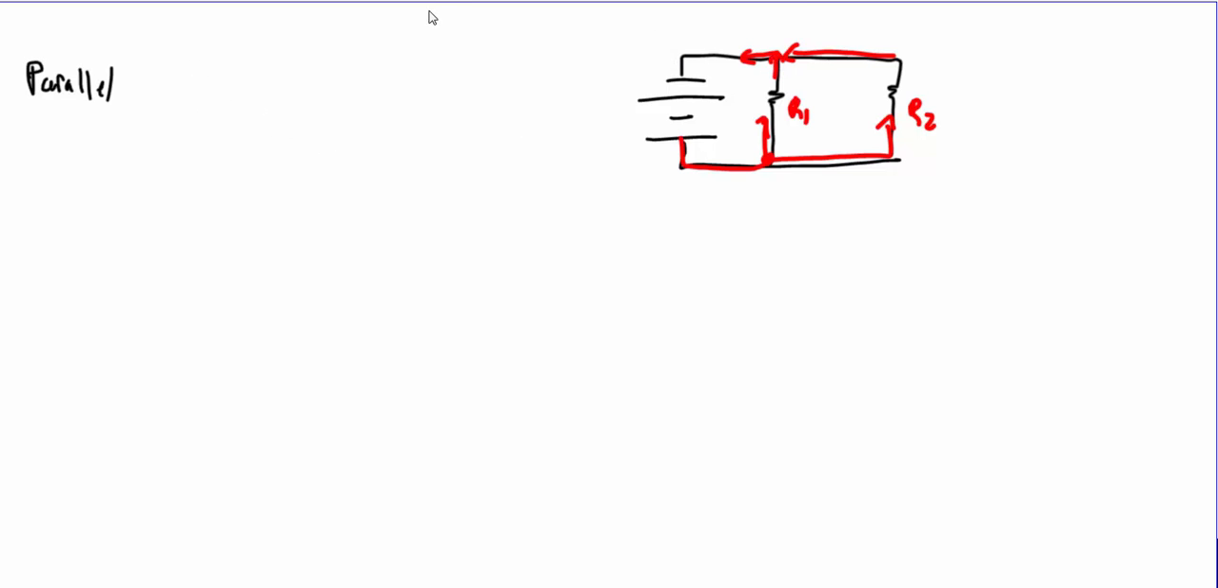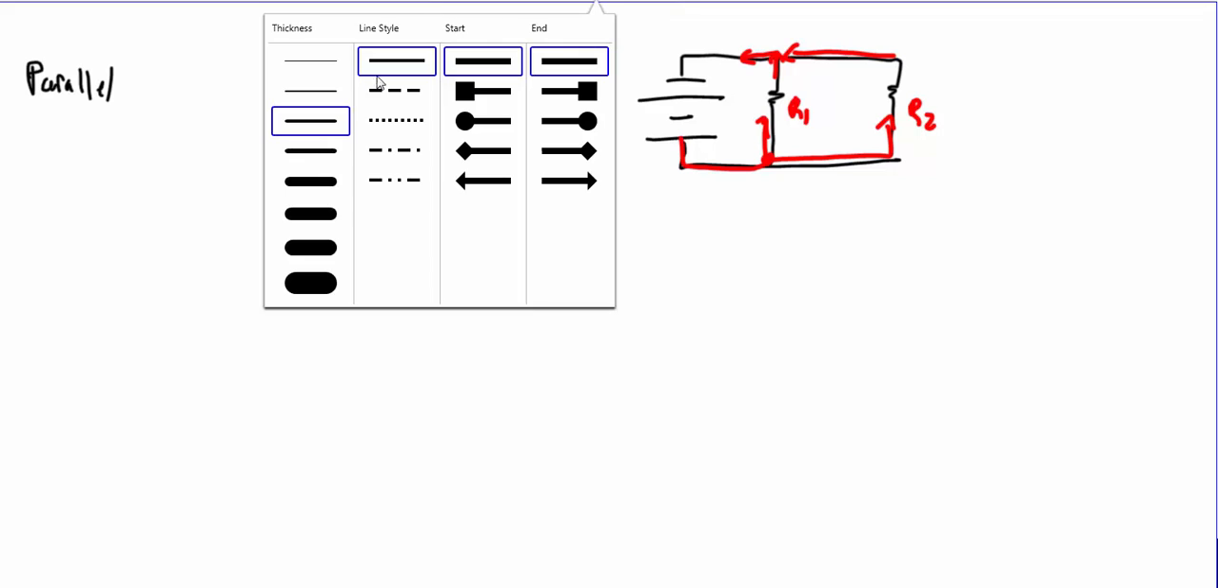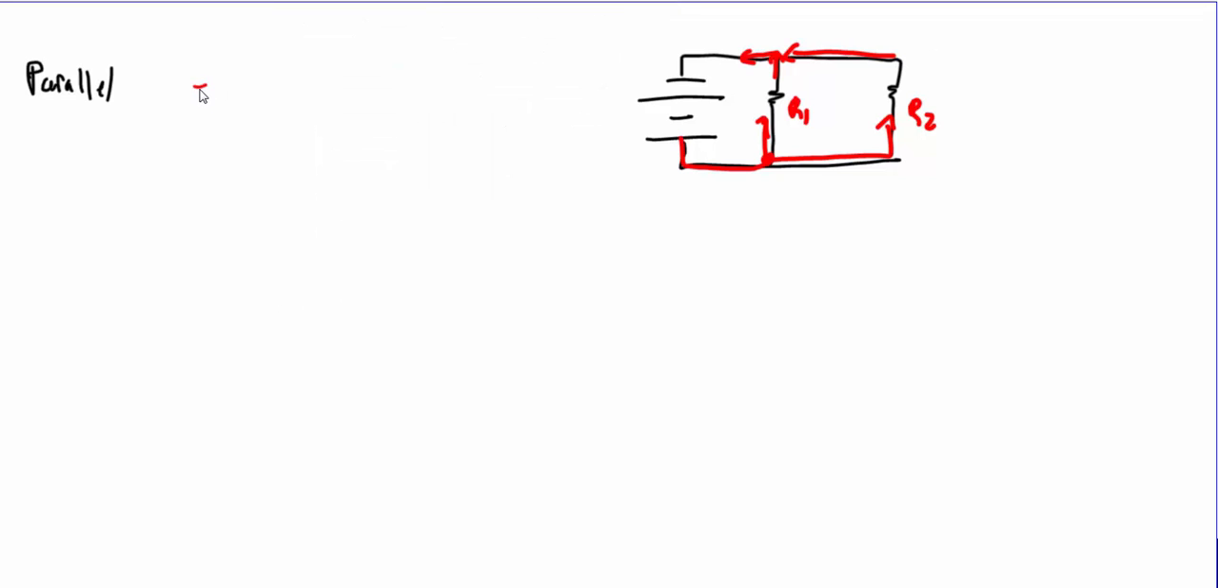So here the current is not everywhere the same. Instead, what we have is the current leaving the battery is equal to the current through R1 plus the current through R2. Okay, so current is not everywhere the same. But there is something that is the same.